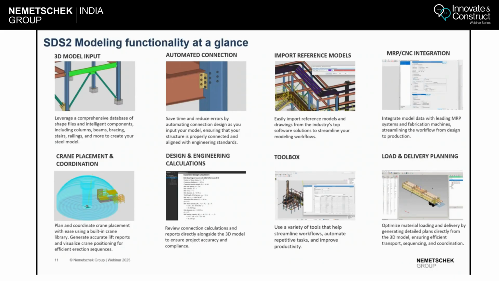So these are all the features for a modeling license. In a modeling license, you can generate 3D models. It can do automated connections. Then SDS can import reference models. You can take out CNC and MRP integration files. You can have the crane placement and coordination done in a model. You can generate connection calculation and engineering calculation reports. You can use the toolbox option. You can have load and delivery planning. And in an ultimate license, you have the capabilities of both the modeling and drafting modules.